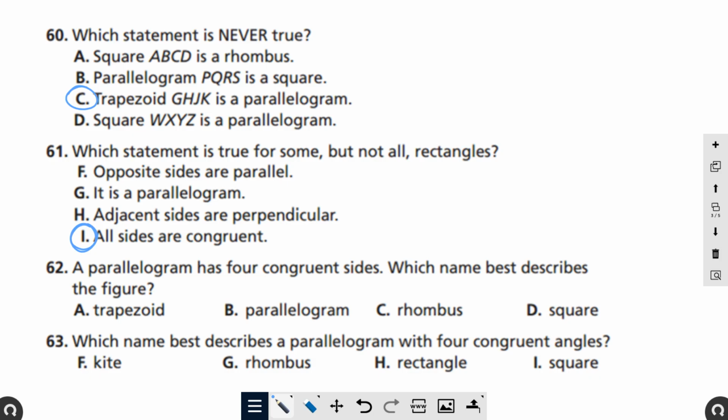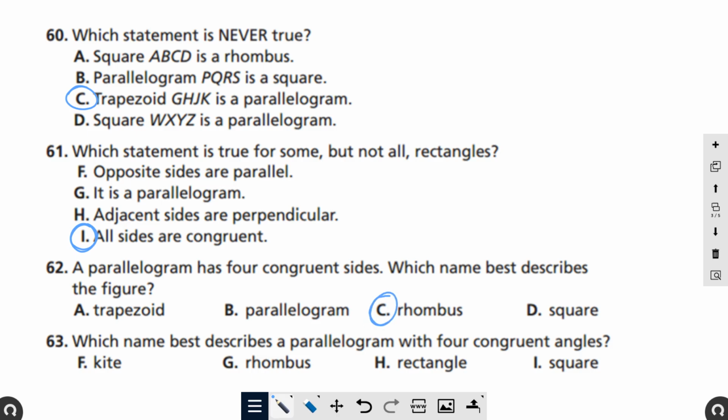A parallelogram has 4 sides. Which name 4 congruent sides? I need to read the whole thing. A parallelogram has 4 congruent sides. Which name best describes the figure? Trapezoid, parallelogram, rhombus, or square? C, rhombus.